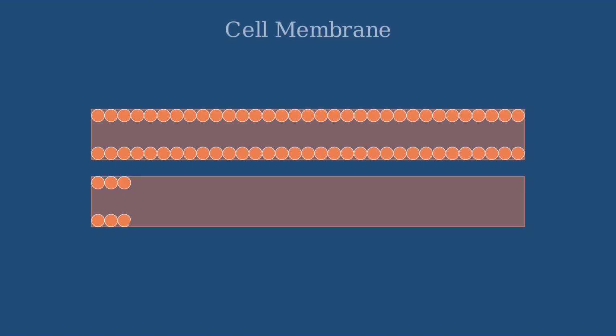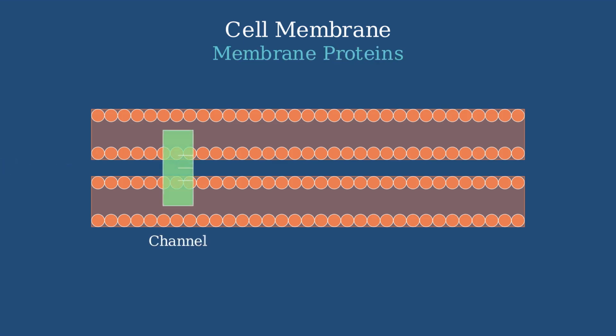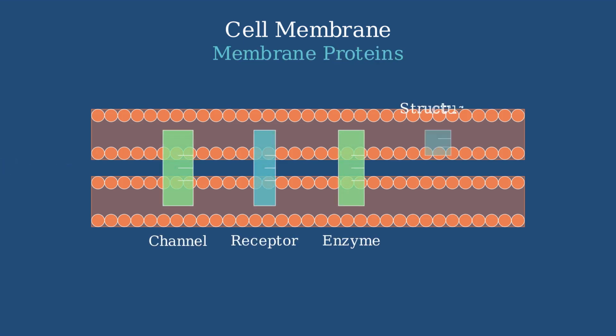The cell membrane is a complex structure composed of various components beyond the phospholipid bilayer. Membrane proteins serve various crucial functions within the cell membrane. Channel proteins form pores that allow specific molecules to pass through the membrane. Receptor proteins respond to external signals and trigger internal cellular responses.